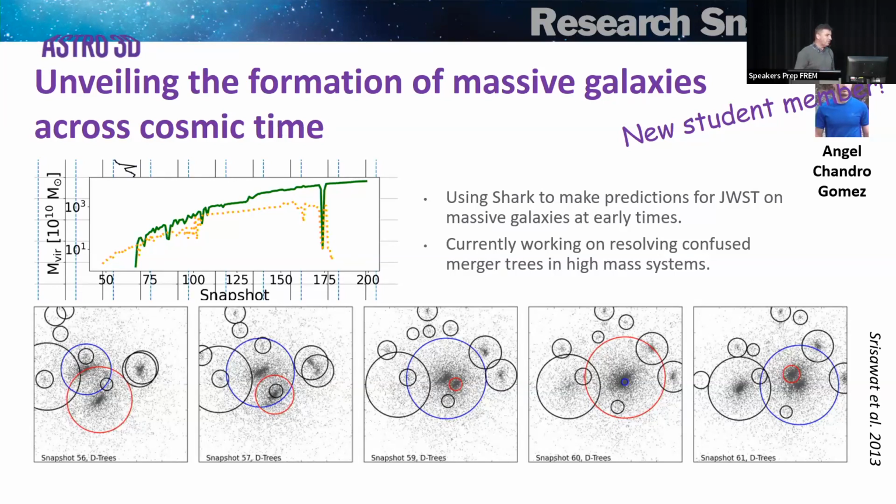So we're doing a range of interesting projects, and Angel is a good example. Angel just started his PhD at UWA a few months ago, and he's working with Claudia Lagos and me, looking at the formation of massive galaxies across cosmic time, and in particular looking at high redshifts, trying to make sense of what we're seeing for JWST. So one of the things that Angel's been doing is trying to look at how well the merger trees that we use as an input for the SAMs are performing.